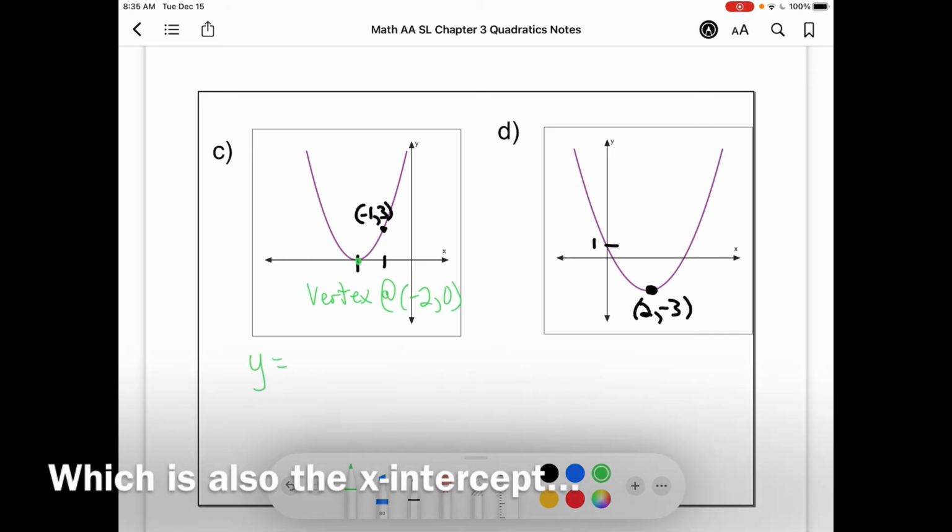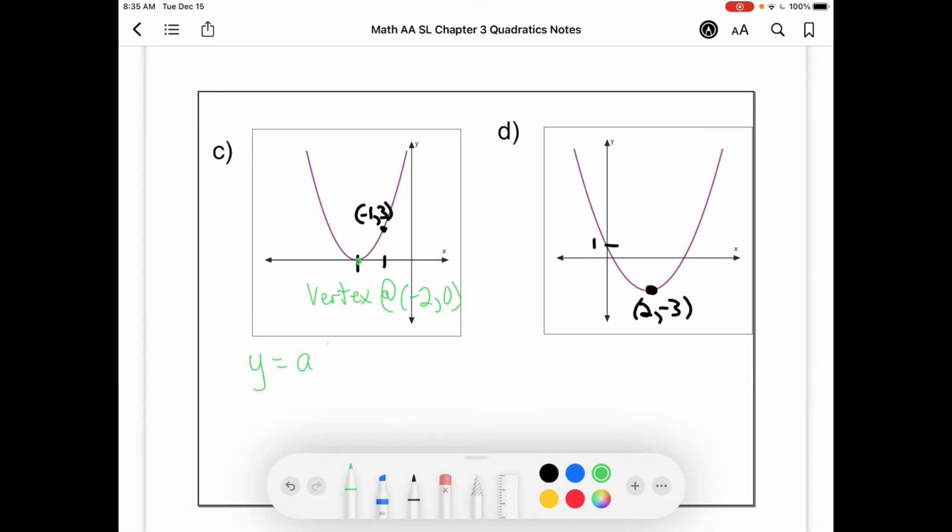It's going to be y equals, for now, a, or the steepness coefficient, is unknown, times something squared. Okay, let's see, x. If the vertex is at minus 2, then I have an x plus 2 here, and it's been lifted up 0 units. So that tells me that this would be a parabola with a vertex at negative 2, 0. Okay, that's a good basic equation.